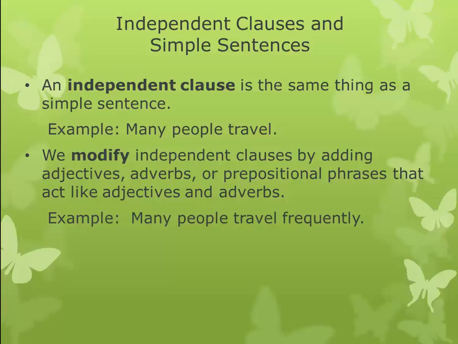Here's an example of that same very simple sentence, many people travel, expanded by the addition of an adverb. The adverb is frequently. So many people travel frequently. Now we have an idea of when or how those people travel, and we've added information. The sentence is still a simple sentence, but by adding modifiers, we communicate more complex ideas. Here's another example. Same sentence, and in this case, we've added a prepositional phrase. Many people travel on ships and planes. That prepositional phrase, on ships and planes, still modifies the verb travel and tells us something about how or when or where those people might travel.